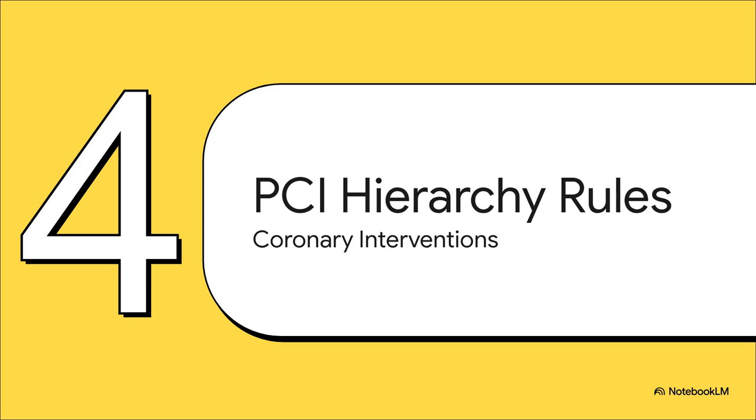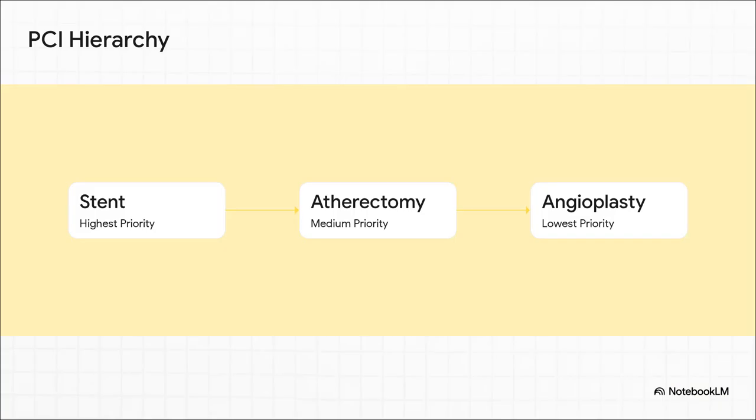Section 4. Coronary interventions hierarchy rules. So what happens when multiple interventions happen in the same exact vessel? Well, CPT guidelines enforce a strict descending hierarchy. It goes like this. Stent placement is the highest priority, period. Atherectomy is medium priority, and angioplasty, or PTCA, is the lowest priority. So if a surgeon performs an angioplasty to open up a vessel and then places a stent right in that same vessel, the stent code totally absorbs the angioplasty. The highest level service always wins out.